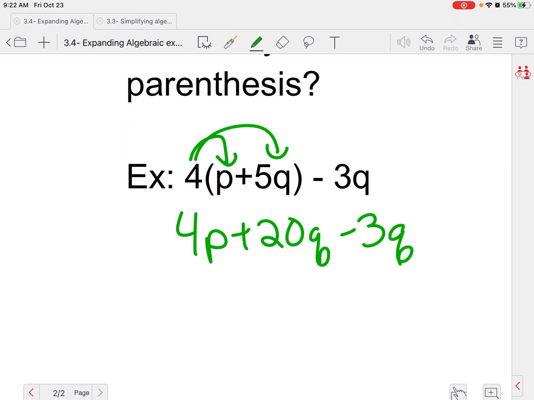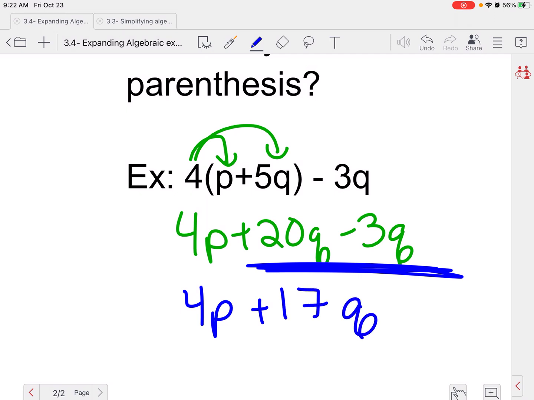Now that I've distributed, I'm going to look and see, do I have any like terms? There's no other p's to combine with, so I'm going to combine my q's. So this is 20q minus 3q. So the 4p comes on down, and then 20q minus 3q would give me plus 17q. Okay, so we're just adding that step where we're combining the like terms after we distribute.